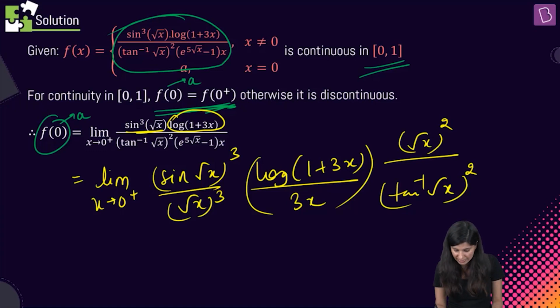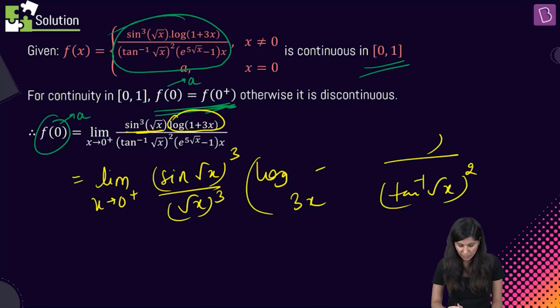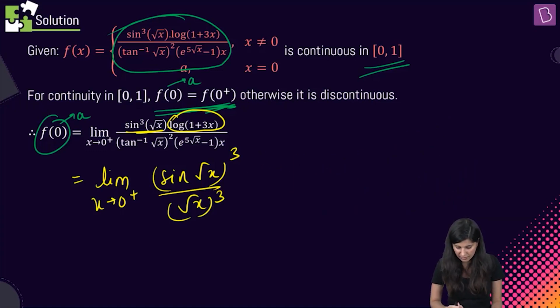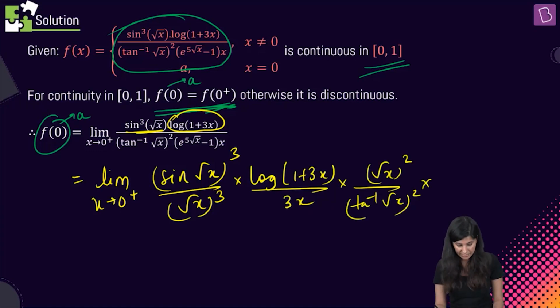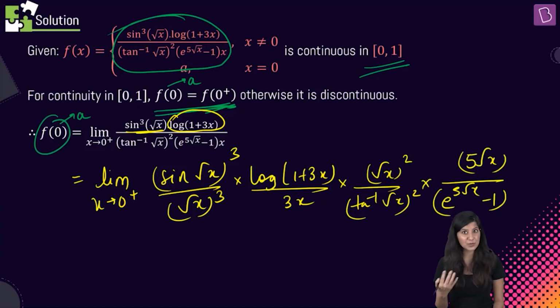And last but not the least, I have what? Okay, let us write it in short. I have log 1 plus 3x by 3x, and then I have tan inverse root x whole square by root x whole square, and then, last, we have e raised to power 5 root x minus 1, right? And then I need what? 5 root x, because again we are going to use standard limits, and then we have x over here.